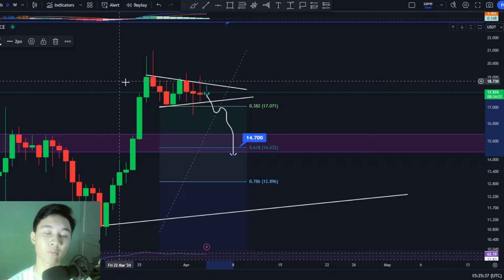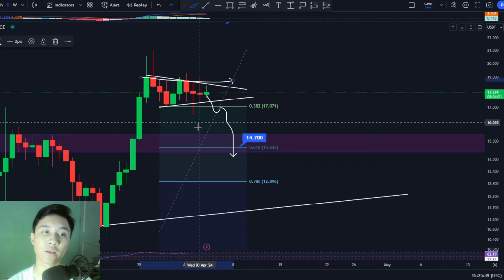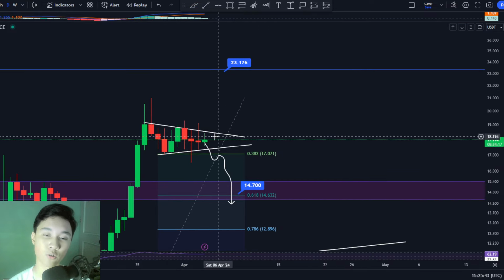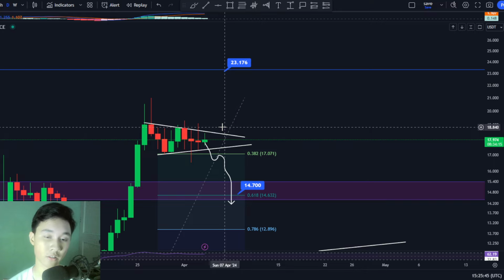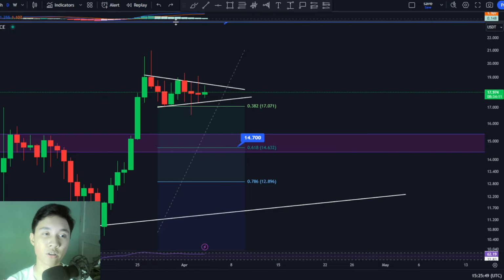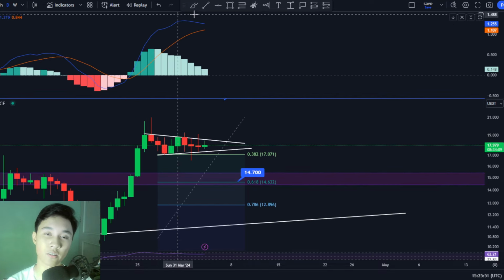However, if we do see ICP break above this recent swing high in the daily time frame, we could see ICP pump to as high as $23, and that is what we're expecting in the next couple of days or weeks. However, like I've said, a bearish signal is right now flashing inside the daily time frame.